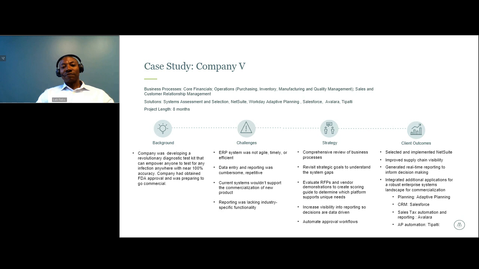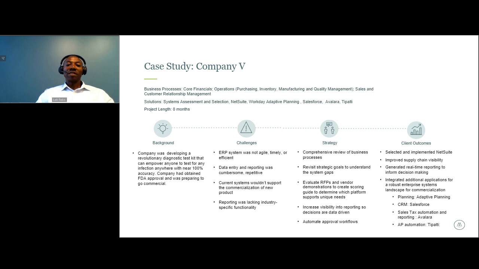Another major outcome from the NetSuite implementation was improved supply chain visibility. The company was able to collaborate seamlessly with suppliers, contract manufacturers, and their third-party logistic partners to forecast and plan for production and distribute products. Another outcome was that they were able to generate real-time reporting, including dashboards and KPIs, key performance indicators, to inform management decision-making.